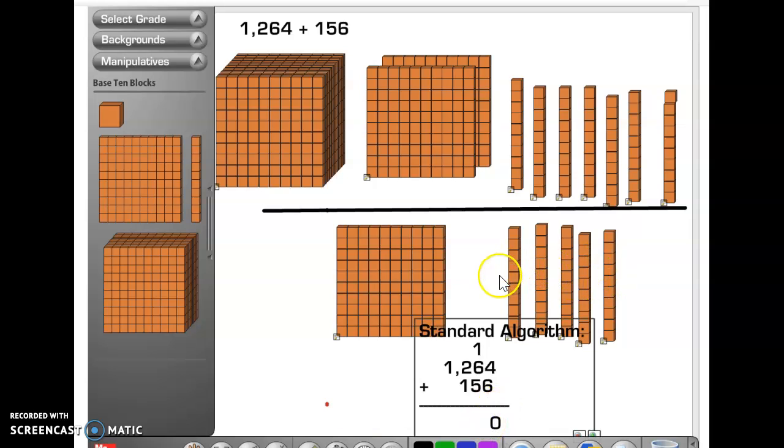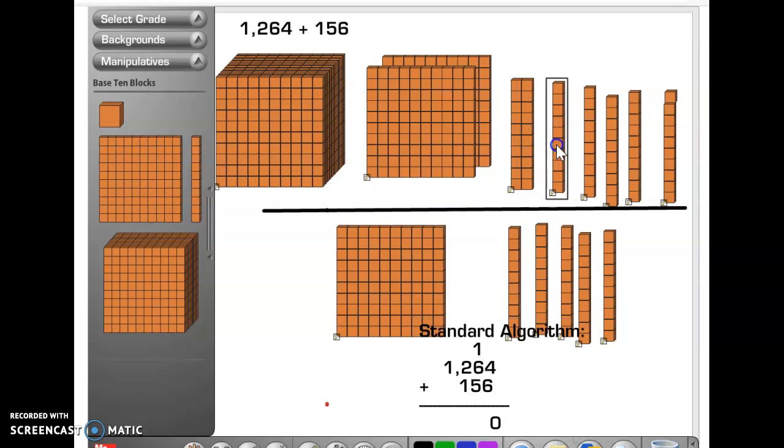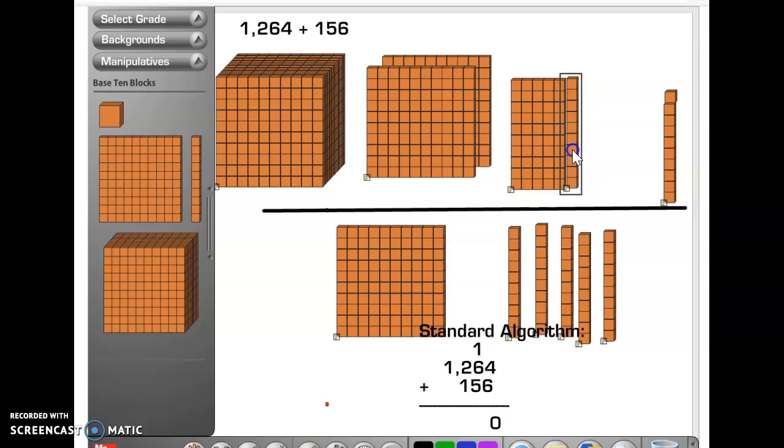now I see that I have 10 tens, so I can actually trade those tens for 100. So 1, 2, 3, 4, 5, 6, 7, 8, 9, 10. So I'm going to go ahead and combine my 10 tens here for 100 because I know that 10 tens equals 100. That one over, it's a little off a little bit. We're going to fix that.